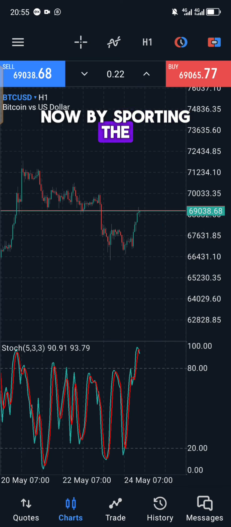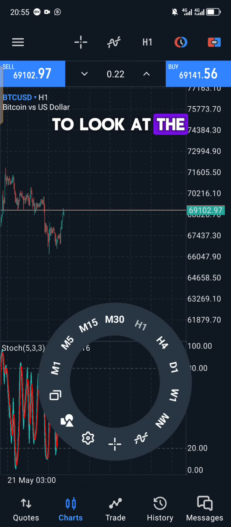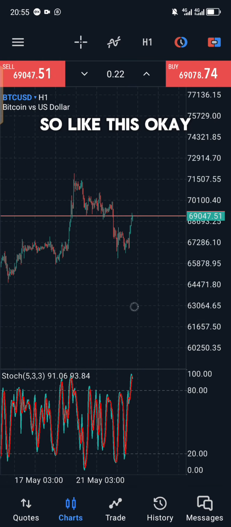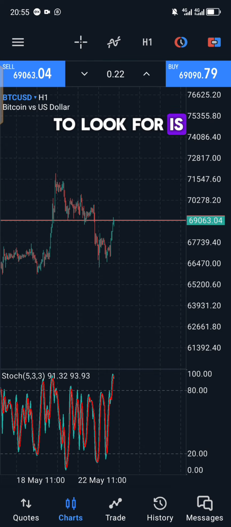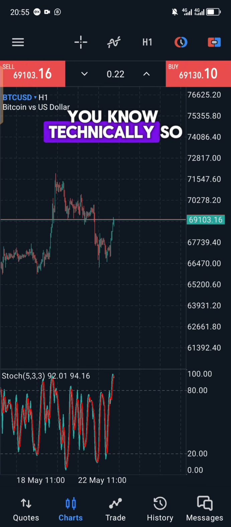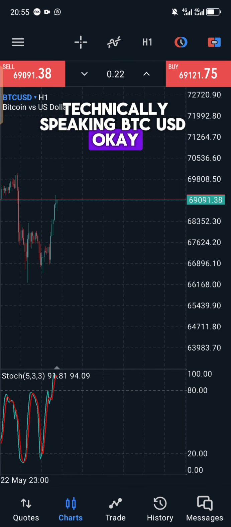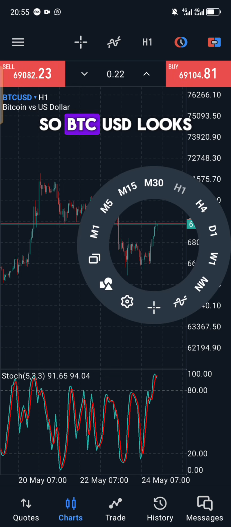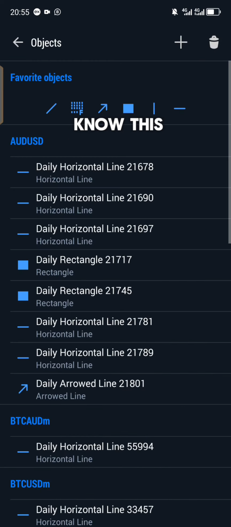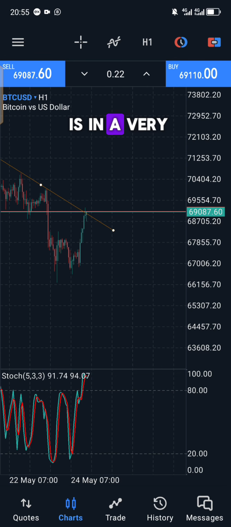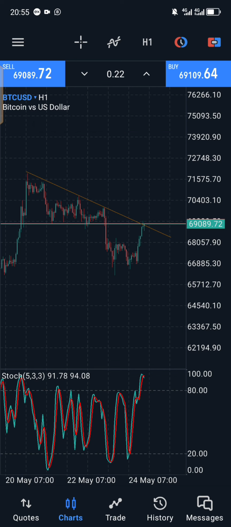Now by spotting the divergence, you have to look at this carefully, guys. The first thing you'd want to look for is how BTC USD looks technically. Technically speaking, BTC USD looks like it's going to sell. How do we know this? We know this by doing this: if you draw your trend line, you see that BTC is in a very good 4 touches downtrend on the 1 hour.